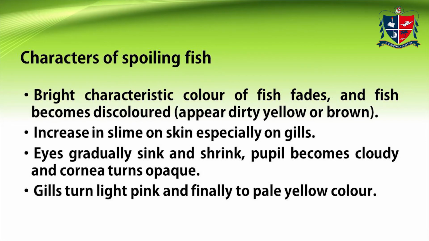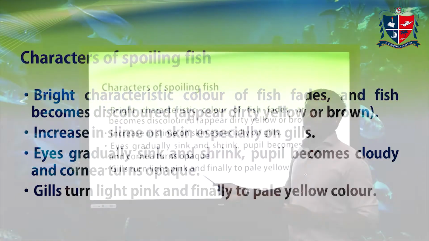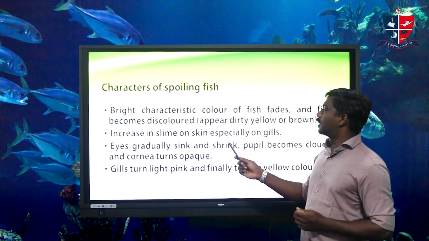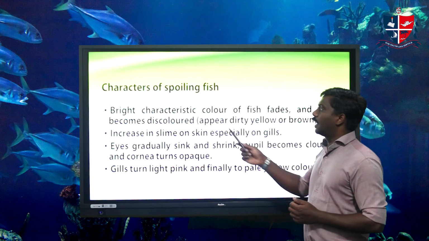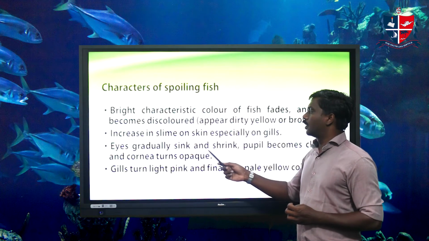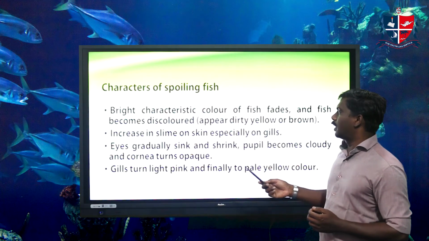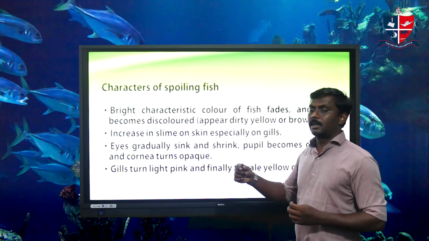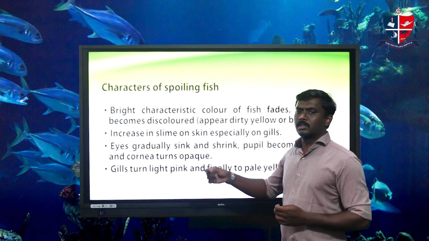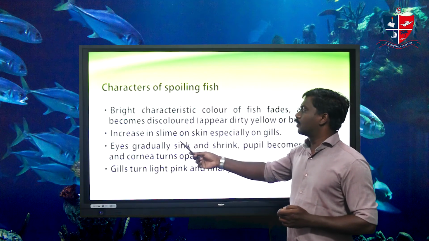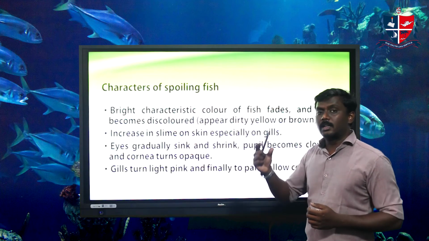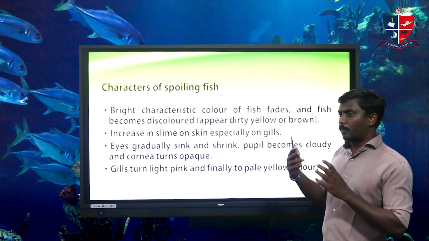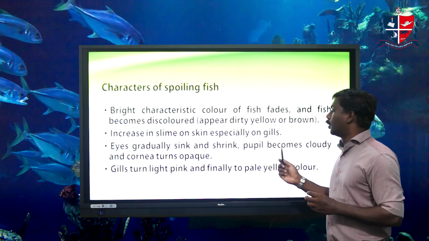And we have discussed the characteristics of spoiling fish. The bright color of fish fades and the fish becomes discolored, appearing dirty yellow or brown. That is a character of fish which is spoiling. Then we can look into the slime. There is an increase in slime on the skin, especially on the gills. That is another character of spoiled fish. Then the eyes. The eyes change to opaque, with opaqueness of the cornea, and the pupil becomes cloudy.